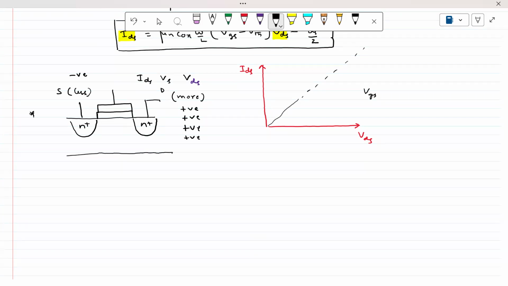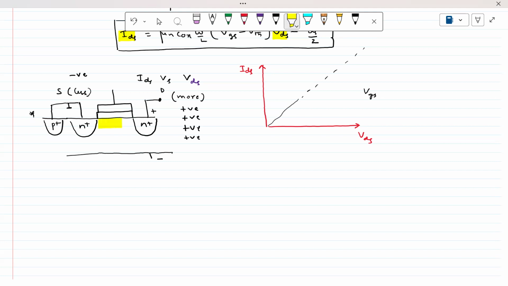In most cases the source is grounded, right? And source and body are at the same potential, as I mentioned previously. Since the substrate is also at the same potential, drain to source is equivalent to drain to body, one and the same. The drain has a positive potential and the source has a negative potential. What is the biasing here actually?